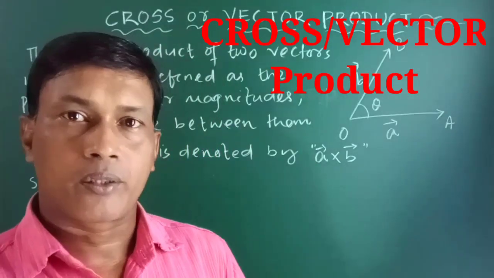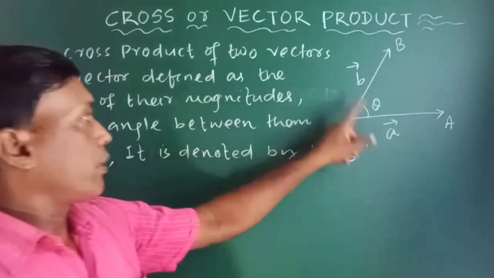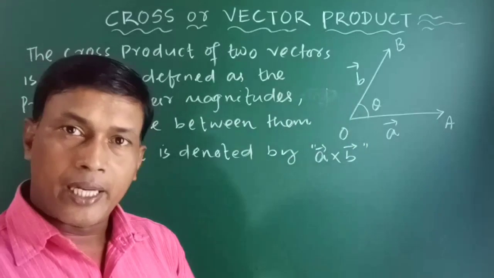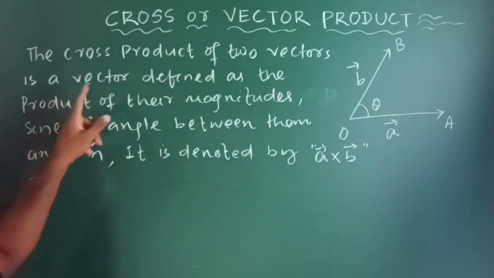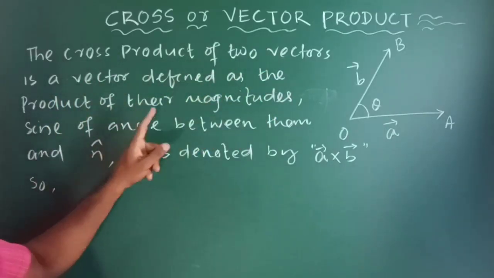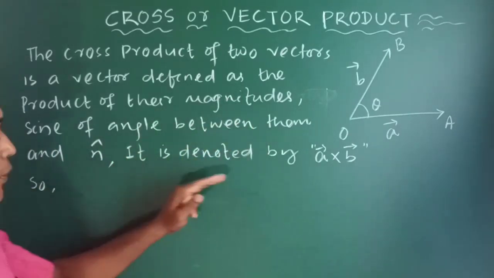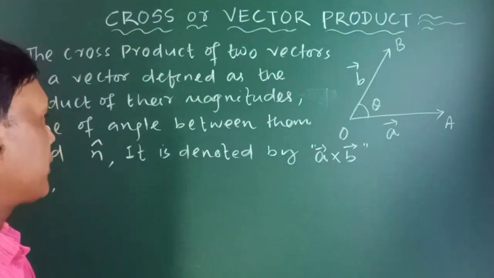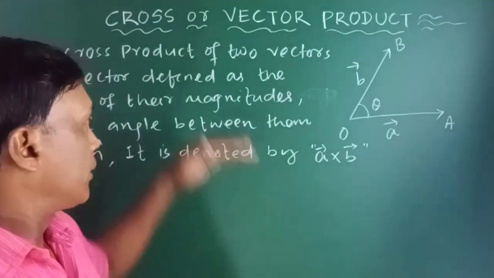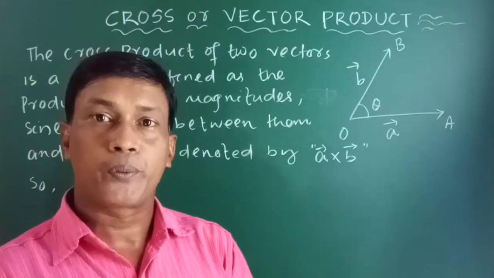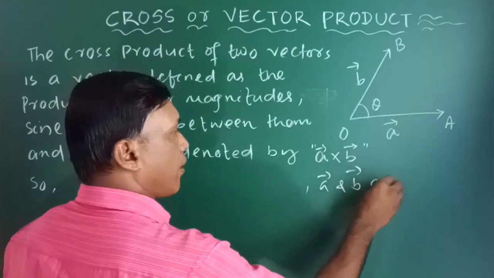Now the cross product or the vector product of two vectors. Here is A vector and B vector. Theta is the angle between these two vectors A and B. The cross product of two vectors is a vector defined as the product of their magnitudes, sine of the angle between them, and n cap. It is denoted by A cross B. First thing, the two vectors A and B must be non-zero. This is the definition of a cross product for two non-zero vectors. So here A vector and B vector are non-zero.